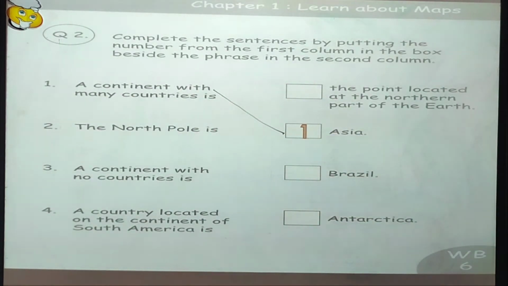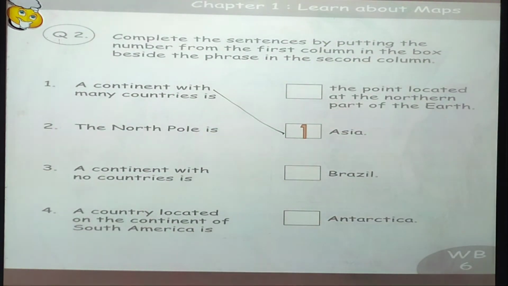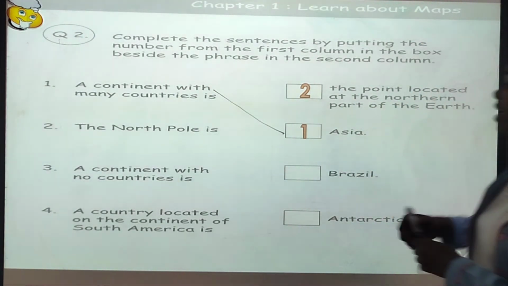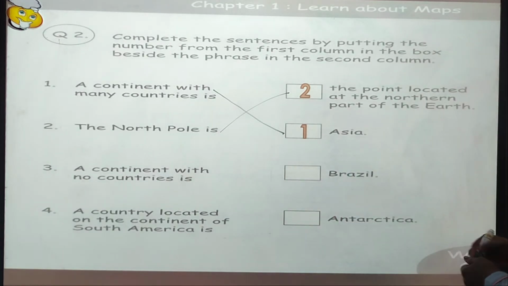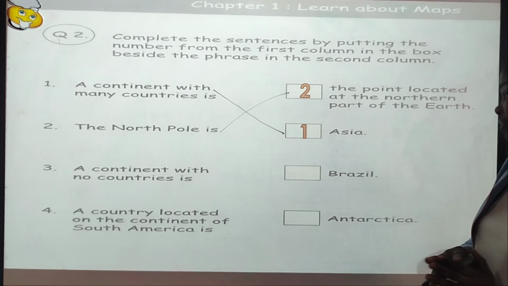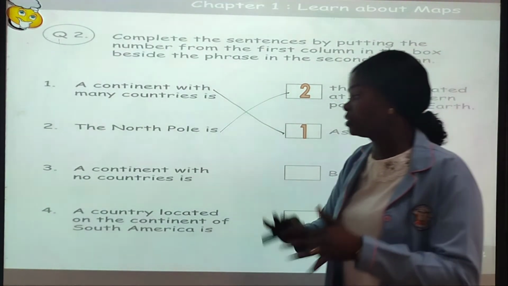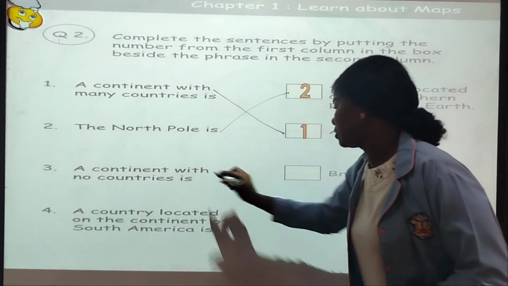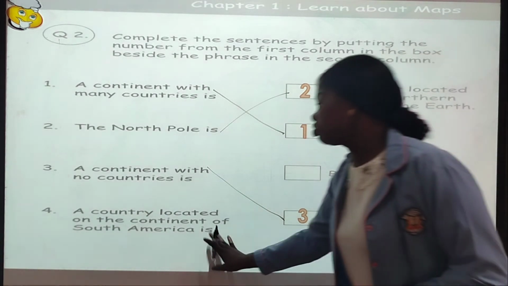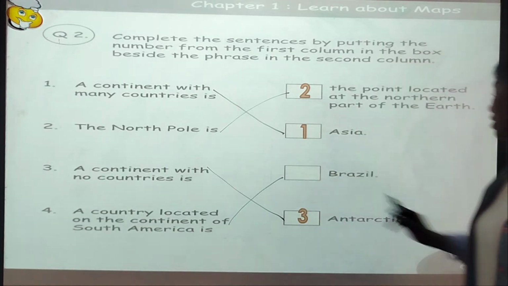Number 2. The North Pole is what? Where is the North Pole? It is the point located at the northern part of the Earth. Number 3. A continent with no countries. I told you, a continent with no country is what? It is Antarctica, okay? No one lives there. Only the scientists go there for a tour, alright? That's number 3. Number 4, a country located on the continent of South America is what? I told you, it's Brazil.